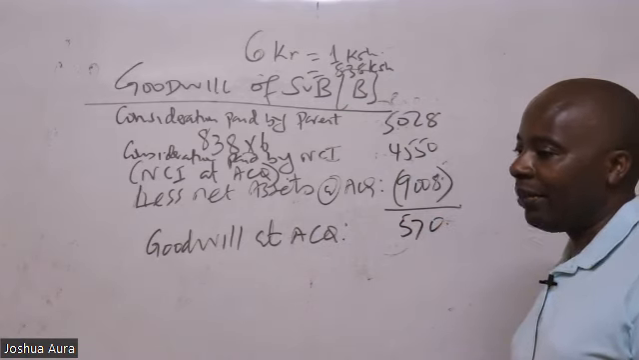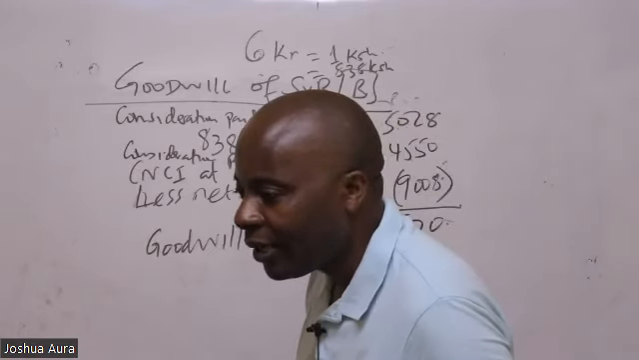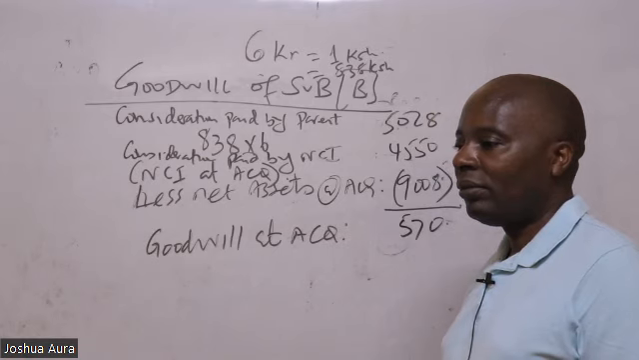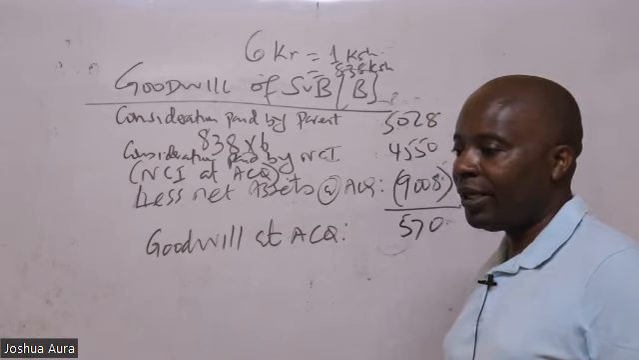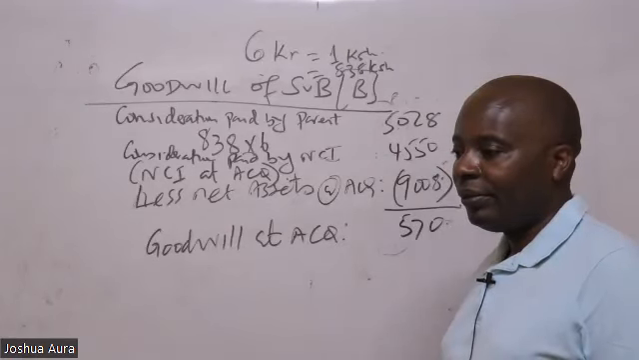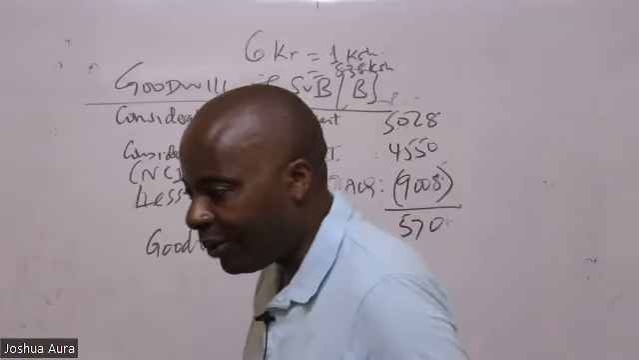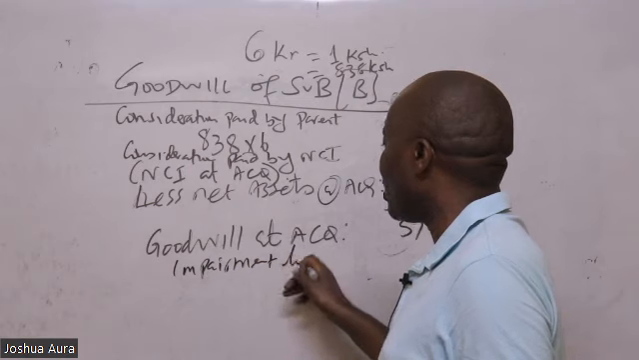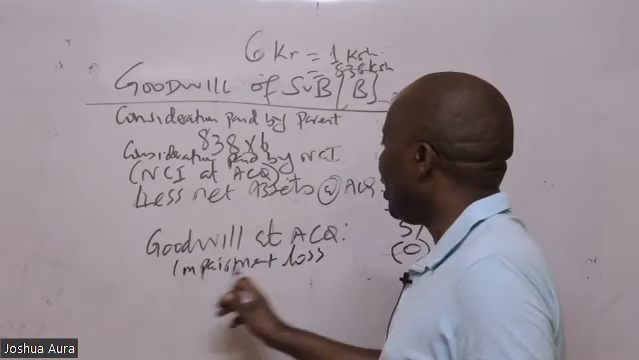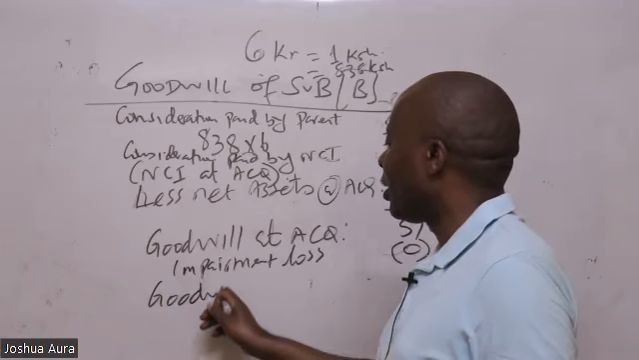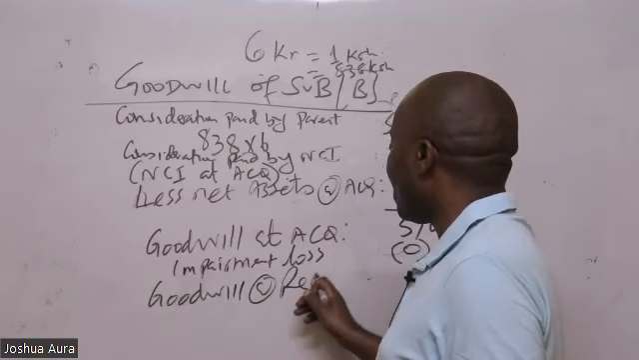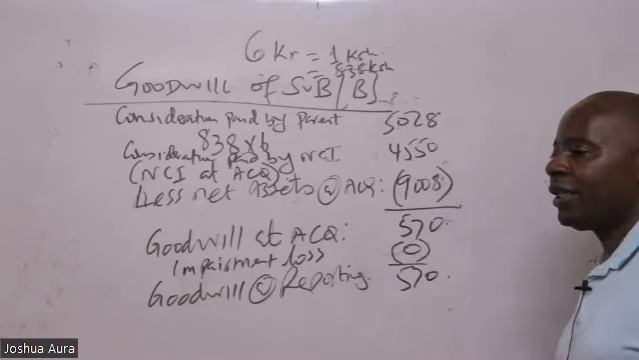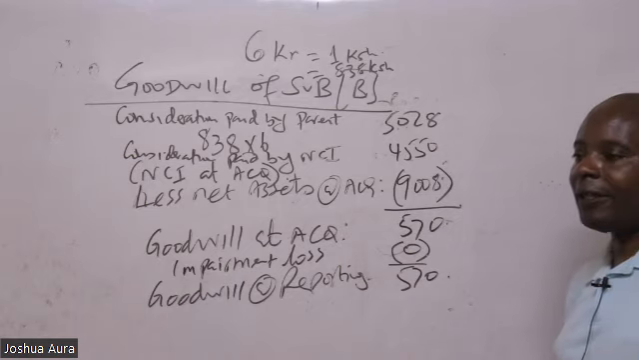Do we have any impairment? 570 crowns. Have they given us any policy on impairment? No impairment. So impairment loss is 0, meaning goodwill at reporting will be 570.